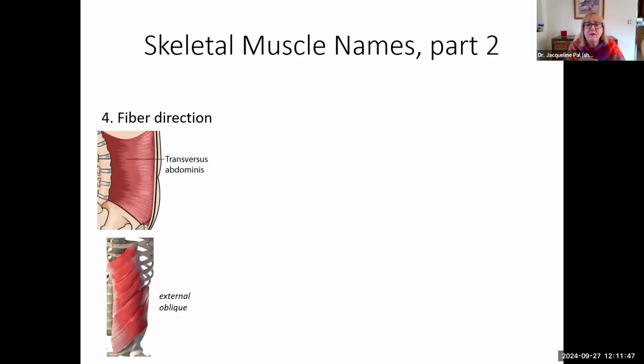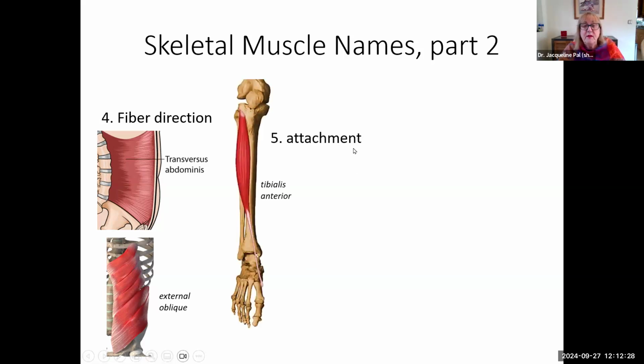A fourth example for naming muscles has to do with the direction of the fiber. So in your abdomen, we actually have 3 different layers of muscle. One of the layers, the muscle fibers go in this horizontal or transverse direction, and so they are called the transverse abdominis muscles. The other 2 layers, the muscles go in an oblique direction, so we have an external oblique layer on the outside, and deep to it, we're gonna have an internal oblique layer.